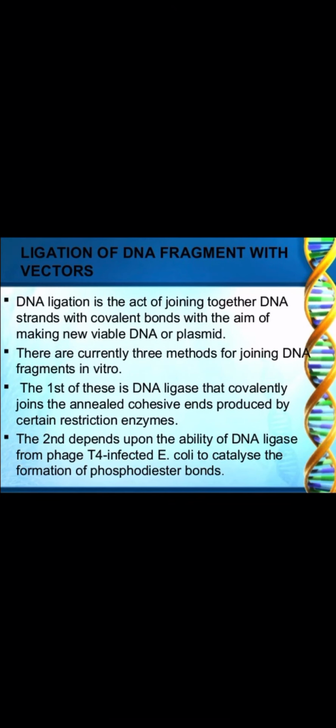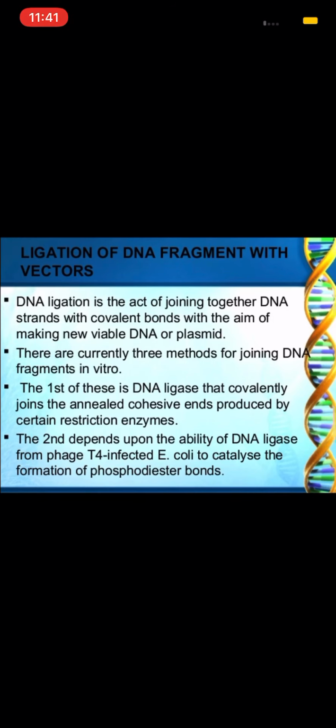So, ligation of DNA fragment with vector. DNA ligation is the act of joining together DNA strands with a covalent bond. We can use it to make a new viable DNA plasmid, because in recombinant DNA technology we have to cut the DNA and then place it in a cloning vector.